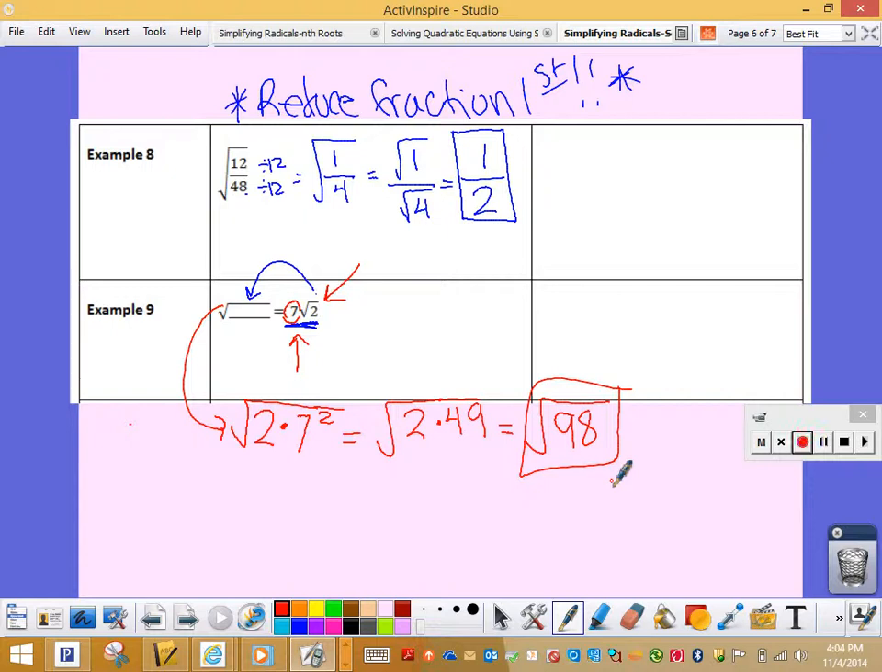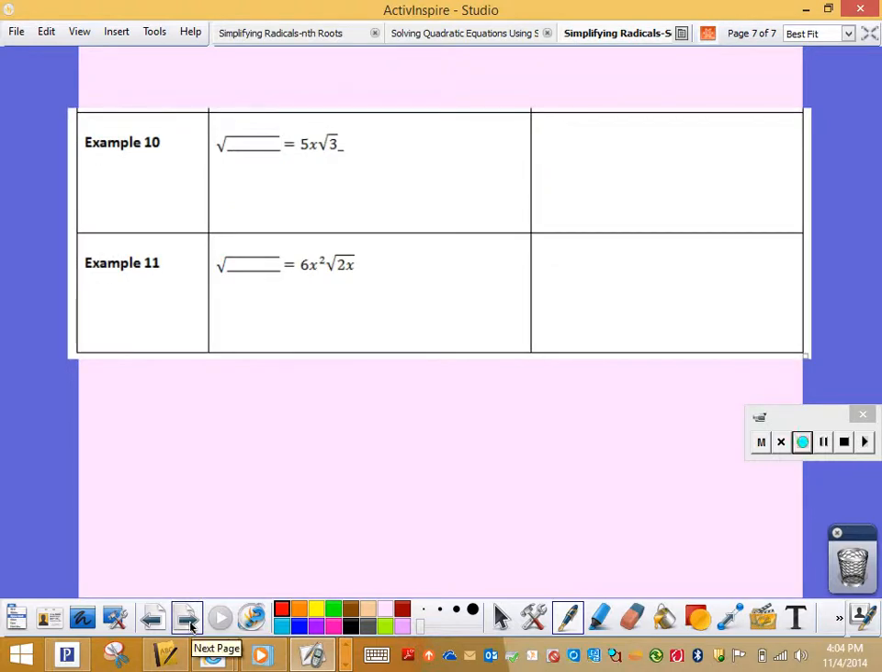That's example 9. Example 10, let's skip. Do that tomorrow if you have questions on it. And we'll do 11 now. Oh boy. 11 has a lot going on. We know right away though that the square root of 2x is still under your square root. So whatever number that had a pair that came out, 2x was still left under there. So we have a 2 times x.